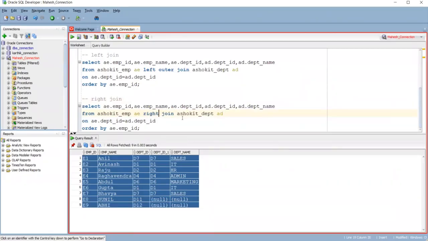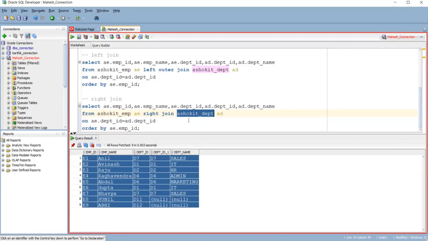So tell me, how many departments? When you are performing the right join on these two tables, the Ashokit underscore employee table and the Ashokit underscore department table, which table's data is important here? Is department table information important or employee table data important?